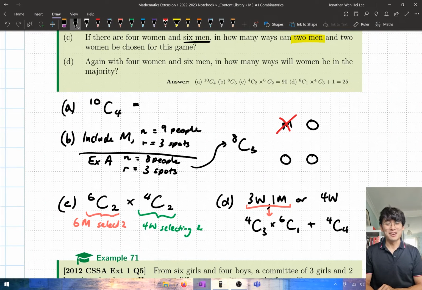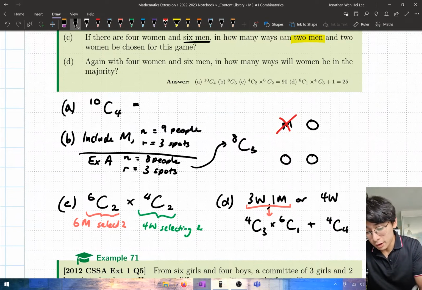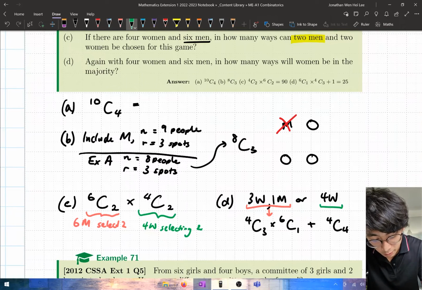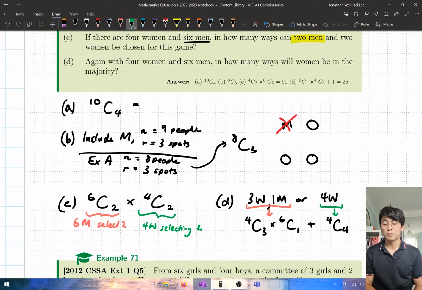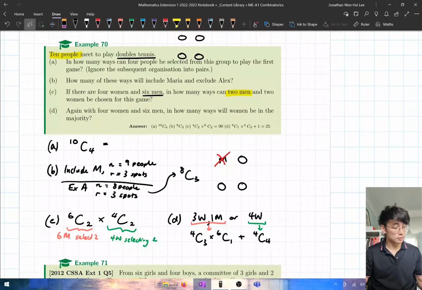If I want to choose n items from n things, there's only 1 way to choose. I have to choose all 4 of them, and there's only 1 way to do that. And so this gives us that final answer, and I believe the answer will be 25 indeed. Okay, cool. Hopefully that makes sense. Let's move on to the next question.